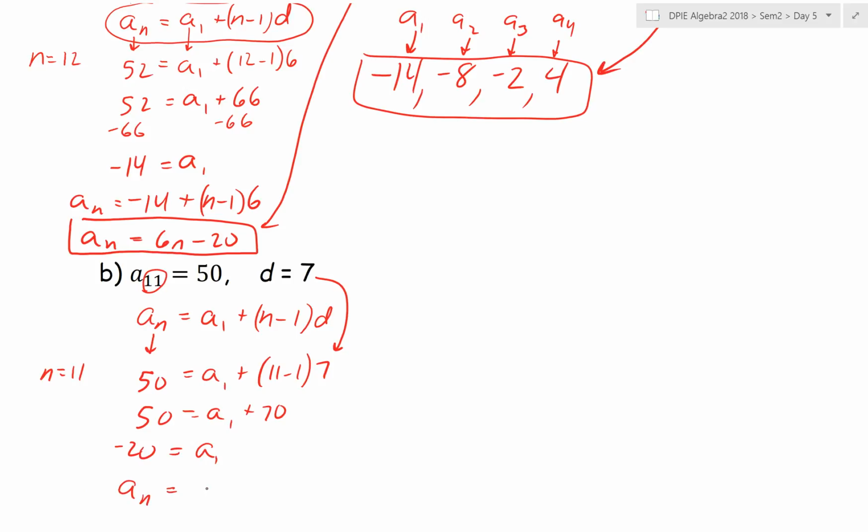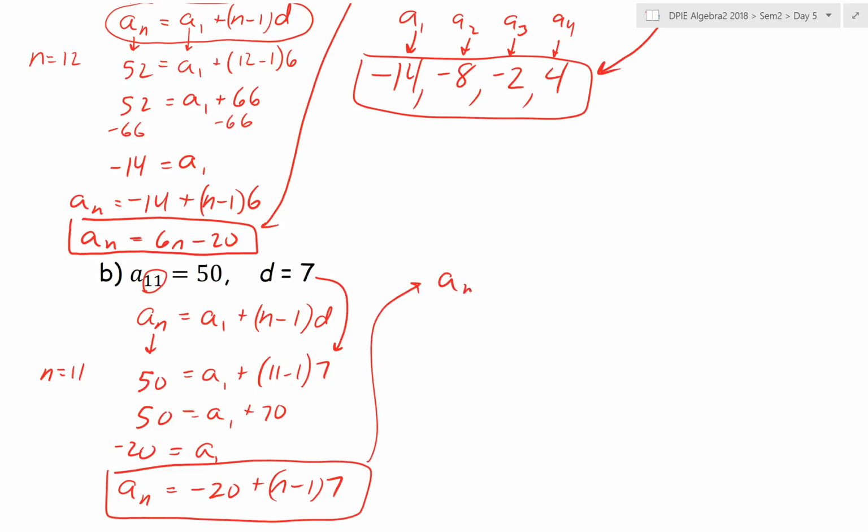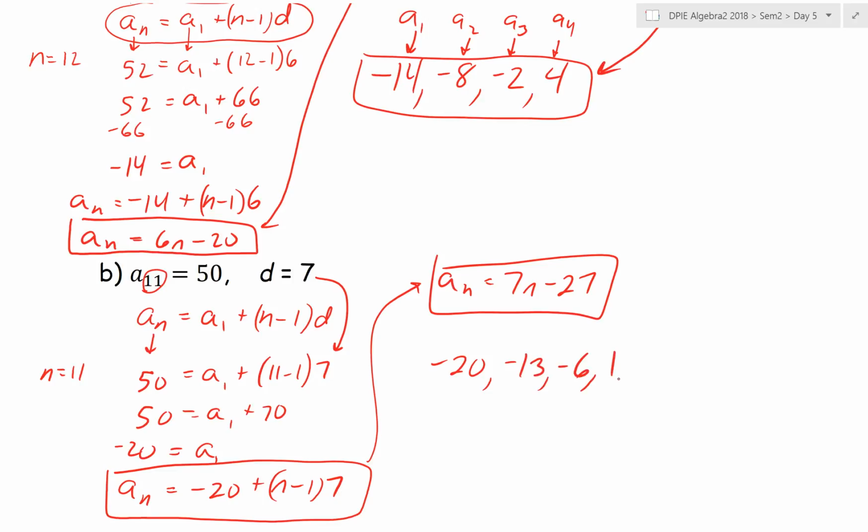And so now we can write our rule. Our rule is a sub n is equal to the first term plus n minus 1 times the common difference. That's fine to leave it like that, or you could simplify and write 7n minus 27. And then we can use that to generate the first four terms. Our first term is negative 20. And then we're going to add 7 each time. So negative 13, negative 6, and positive 1.